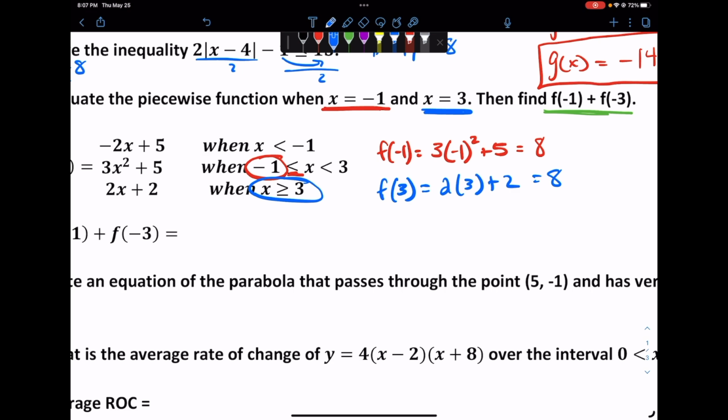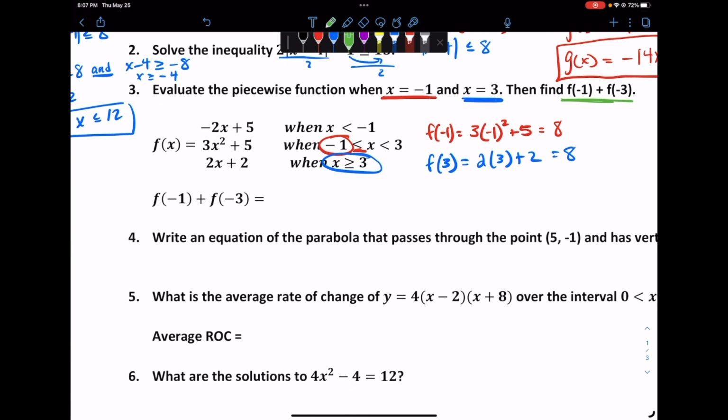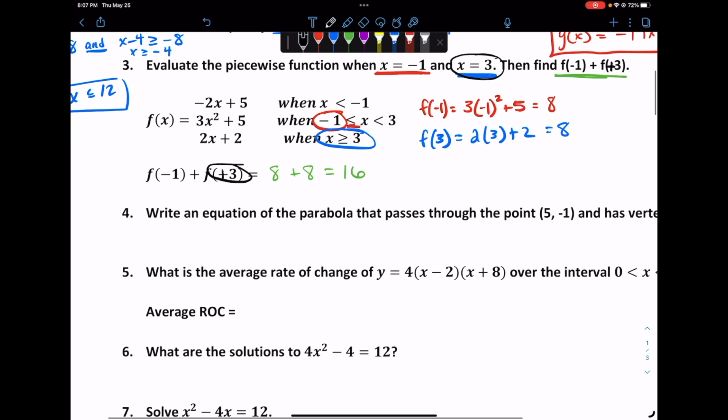So nice. All right, so now we want to find f of negative 1, which is going to be 8, plus f of, well, I should say positive 3, shouldn't it? Plus 8, and that would be 16. All right, so a little bit of a typo there. That's positive 3. It should be positive 3 there. And here. All right, cool. So our final answer is going to be 16.